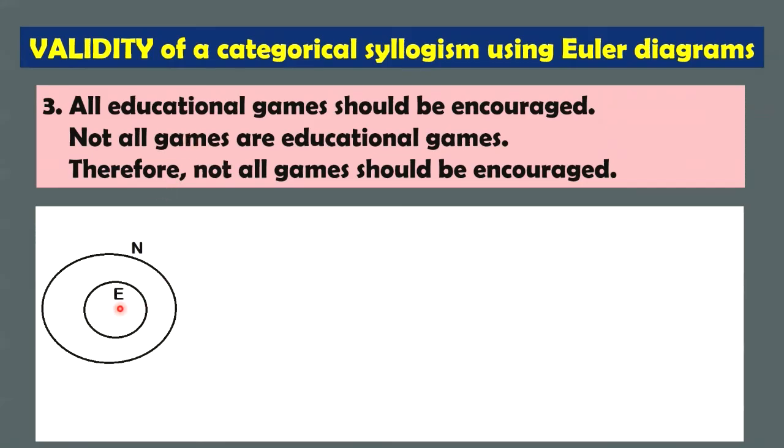Okay, so here, E stands for the set of educational games. N stands for stuffs that should be encouraged. Okay, so tama naman to. All educational games should be encouraged. If we move to our second premise, not all games are educational games. So itong educational games, meron tayong set na to. Okay, set E. Now, we define another set. Let's call it set G for the set of all games. So lahat na ng laro ito, hindi lang educational games.